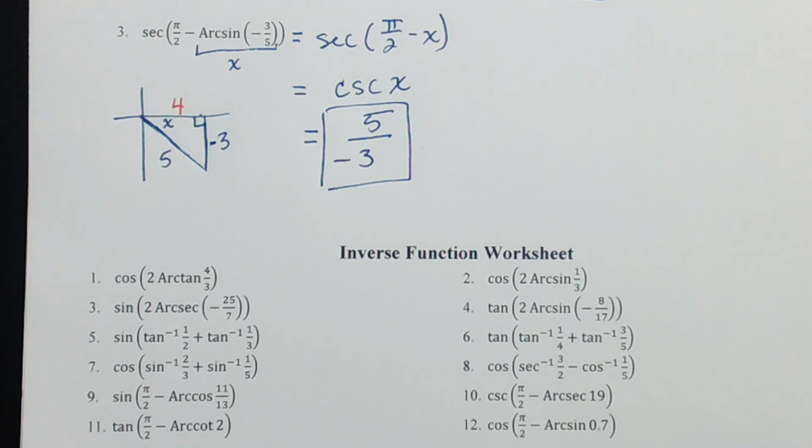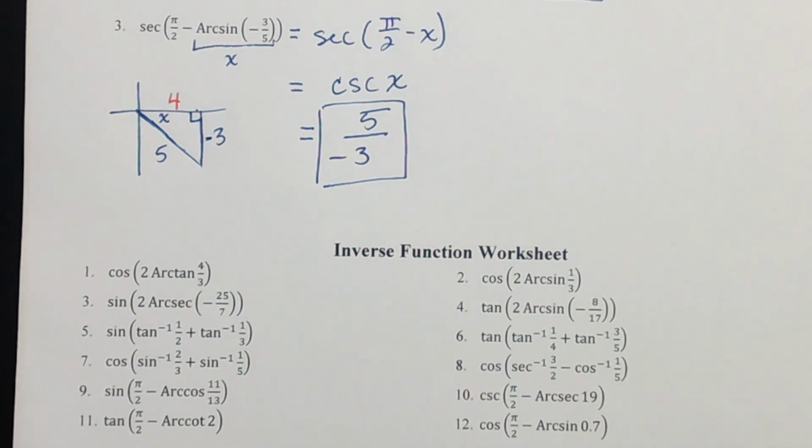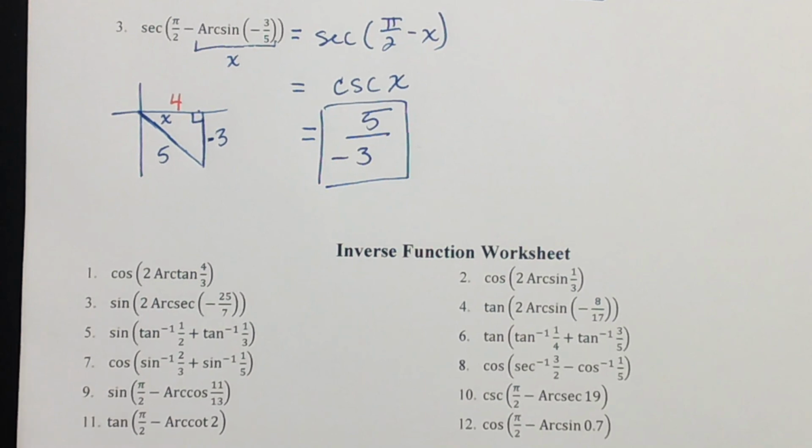So again, using the same triangles that we did in the past, just making sure you're using your rainbow values, drawing the triangles in the correct spot, and then finding our new identities. If you have any questions, make sure to bring them to class.